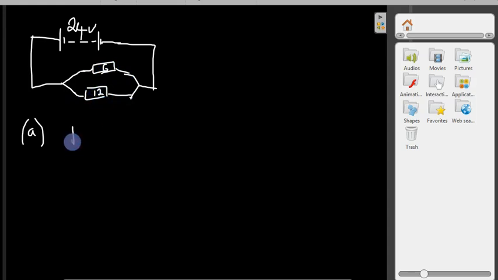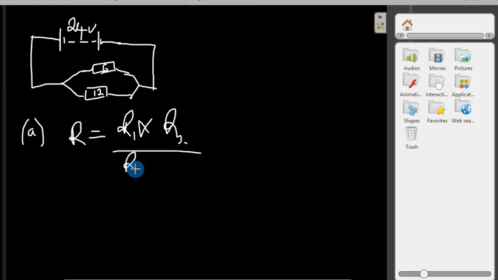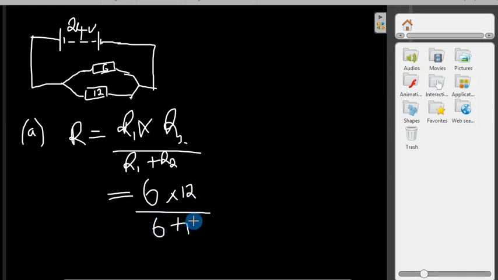Okay, so using the equation, R is equal to R1 by R2 over R1 plus R2. So this is equal to 6 multiplied by 12, and then you divide this by adding the 2 again, 6 plus 12. Okay, so this will give us 6 by 12, that is 72, and then we divide by 6 plus 12, that is 18.